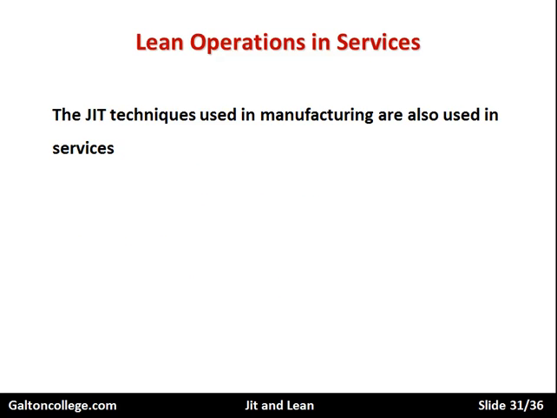Now, in services, well, JIT techniques used in manufacturing are also used in services. For example, the suppliers need to know in services when the items are required. Let's consider a restaurant. The customer enters the restaurant. The customer wants a meal. The suppliers need to know when the meal is required. How long have they got to cook it, to prepare the meal and deliver it to the customer at the table. So suppliers need to be aware of what's required.